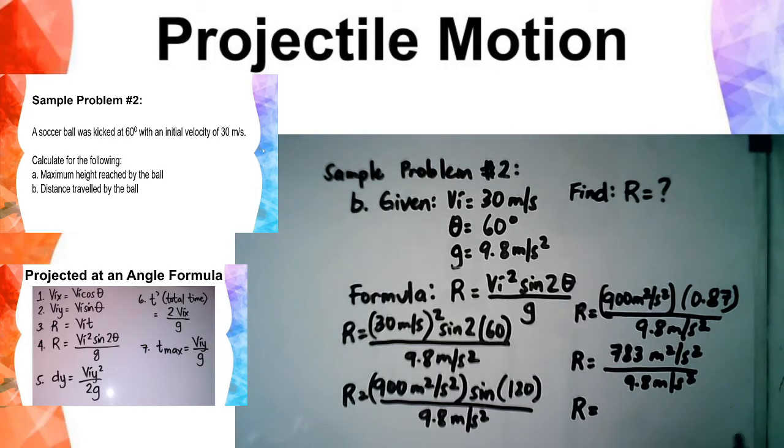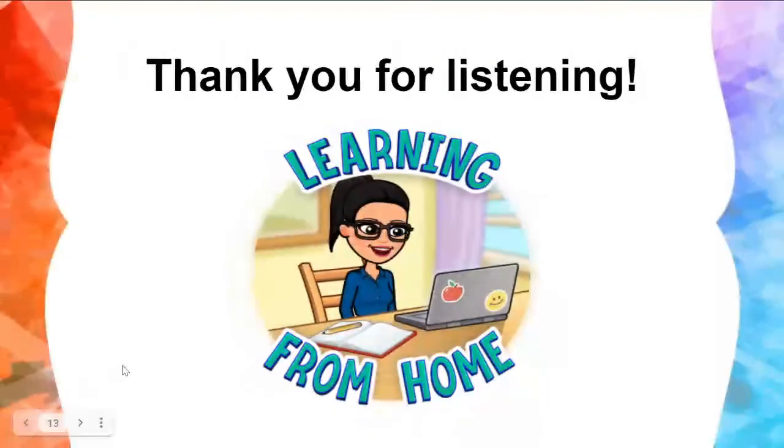So, last step, you need to divide. 783 divided by 9.8, you will be getting 79.90. Cancelled out yung second squared at saka yung isang meter. So, you will be using the unit meter. So, we have the final answer which is 79.90 meters.